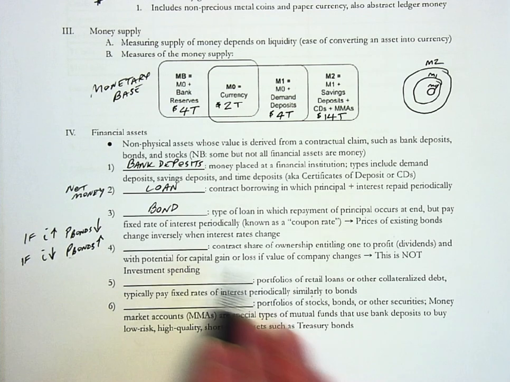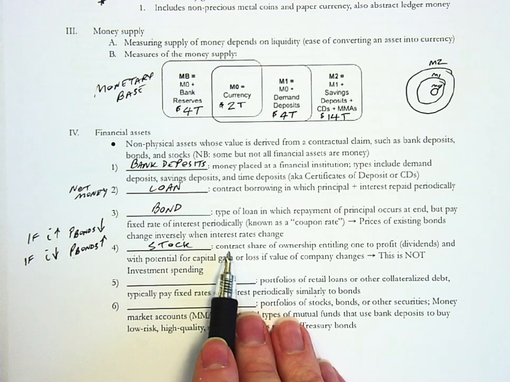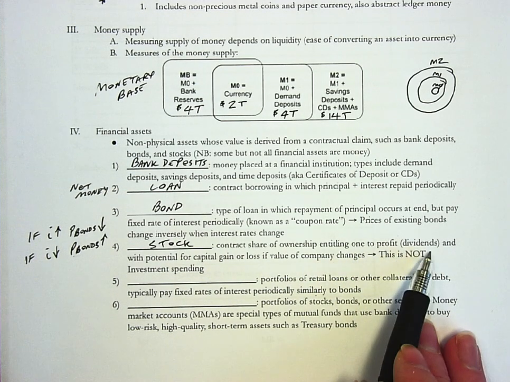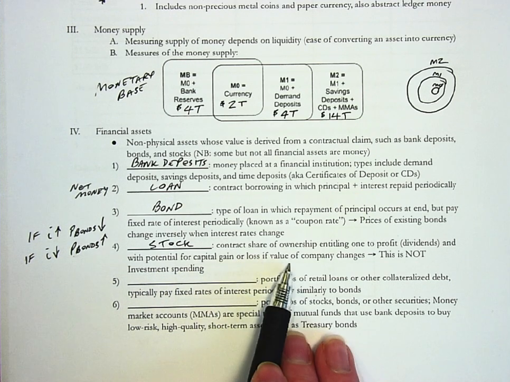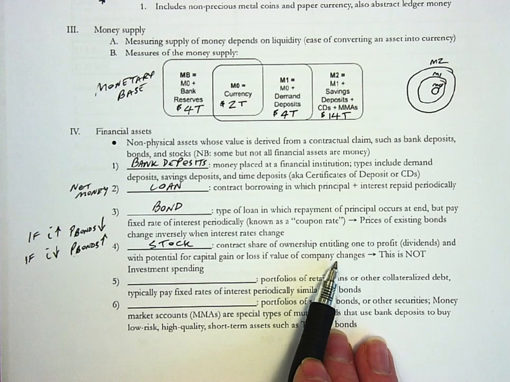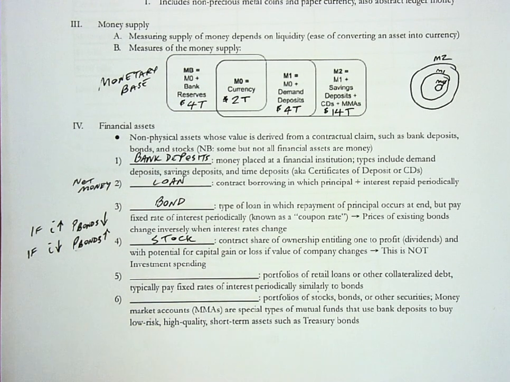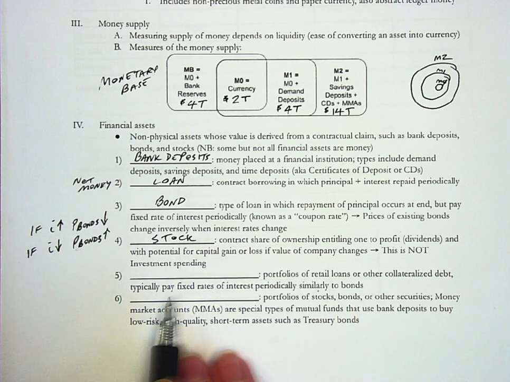The fourth one here is called a stock. This is a stock, and this is a contract. It's a share of ownership that entitles you to profit. Usually we call that dividends, and the potential for the capital to gain or lose in value if the company changes in value. This is not investment spending, right? Remember, investment spending is when you buy new capital machinery and that kind of thing, new construction, changes in inventory. A stock is just a contractual share of ownership.